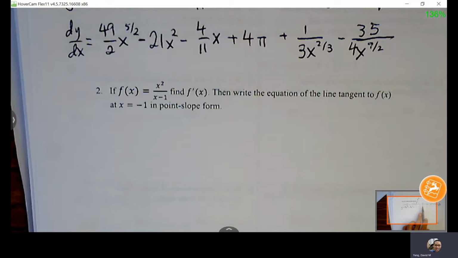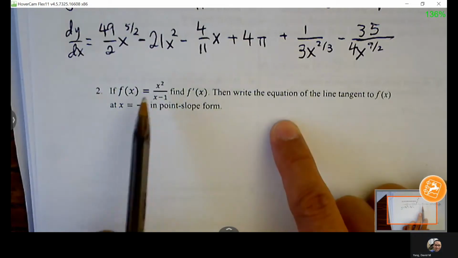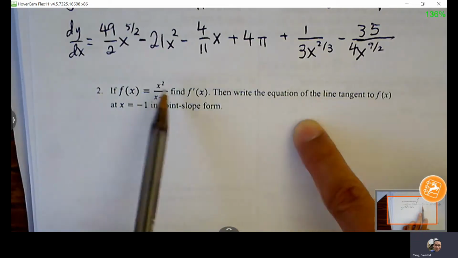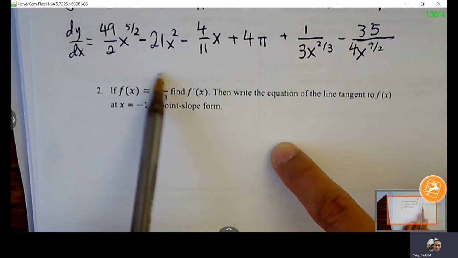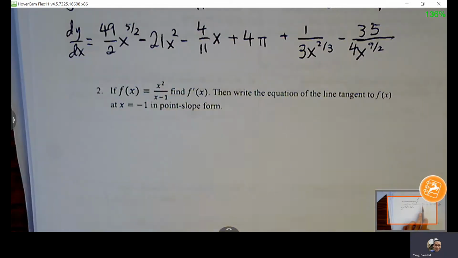Okay, number 2. We have our function x squared over x minus 1. Find f prime. Once we find f prime, we're going to find the tangent line equation. So before we can get to the tangent line equation, we need to get to the derivative. To get to the derivative, what method is involved here? Numerator, denominator, we have to use what? Quotient rule. Yeah, okay.